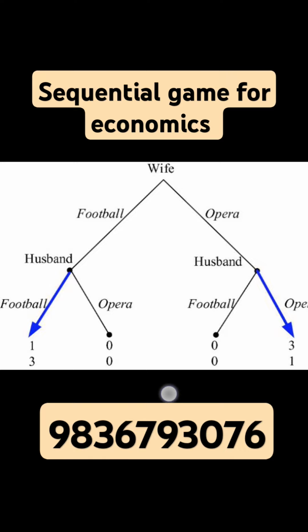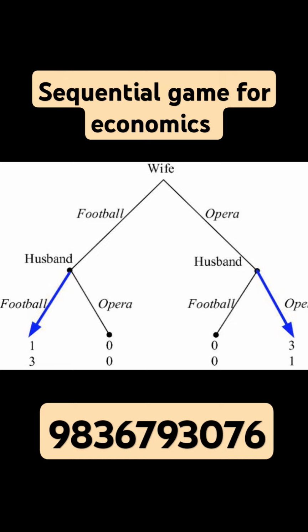So solving using backward induction, we can see the husband's best response, knowing the wife's choice. If the wife chooses football and the husband must decide, football gives 1, 3, the best choice, while opera gives 0, 0, not optimal, so the husband's best response is football. If the wife chooses opera, then the husband must decide: football gives 0, 0, or opera gives 3, 1, the best choice, so the husband goes for opera.